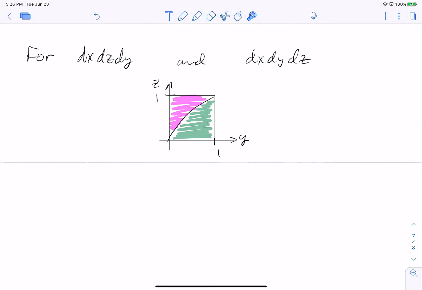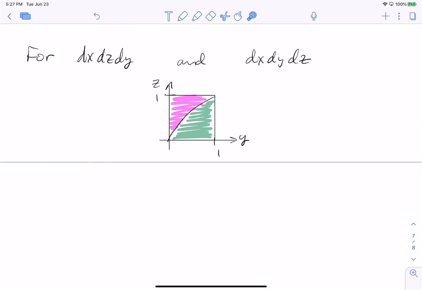What this means is that for dx, dz, dy, we're going to have two integrals that we're going to add together. One of them is related to the green portion in this square, and one's related to the pink portion. And likewise for dx, dy, dz, we're going to have a green iterated integral that we're going to add to the pink iterated integral.